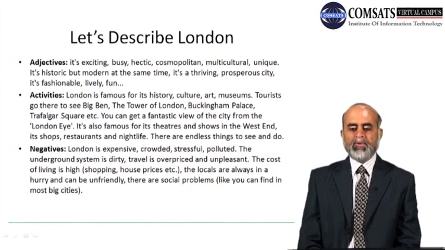You can get a fantastic view of the city from the London Eye. London Eye is the name of a place. It's also famous for its theaters and shows in the West End. So one part of London, in the West End, you have lots of musical shows and theaters. And it is famous for its shops, restaurants, and nightlife. There are endless things to see and do. So there are plenty of activities that one can perform in this city. So later on, when I'll ask you to describe a city, you should actually use these adjectives, and you should also see what kind of activities can be performed in that city. So take it as an example.